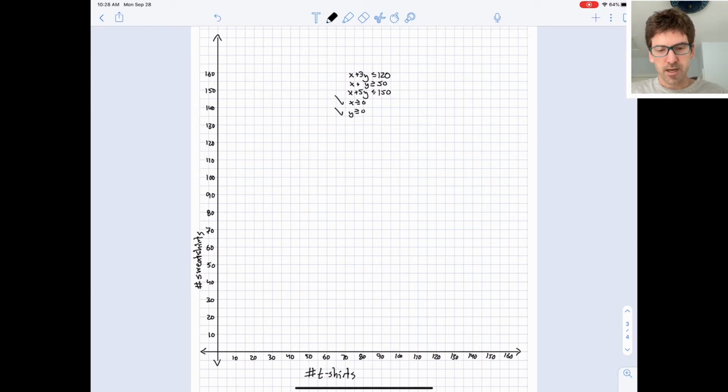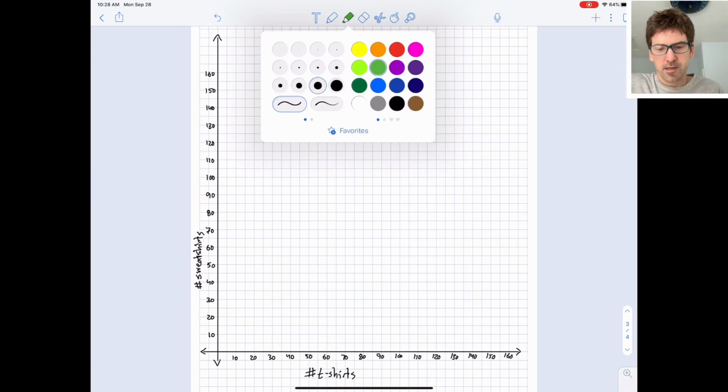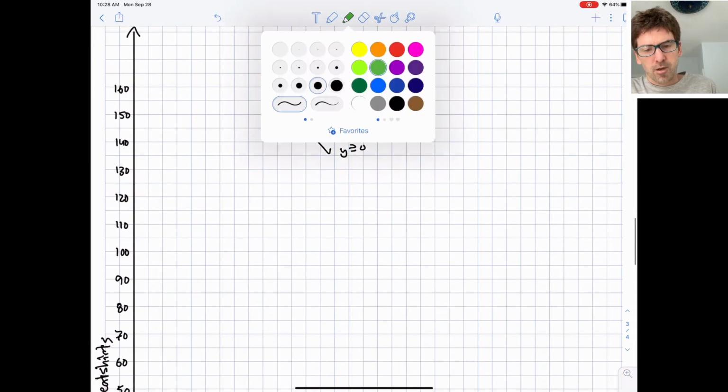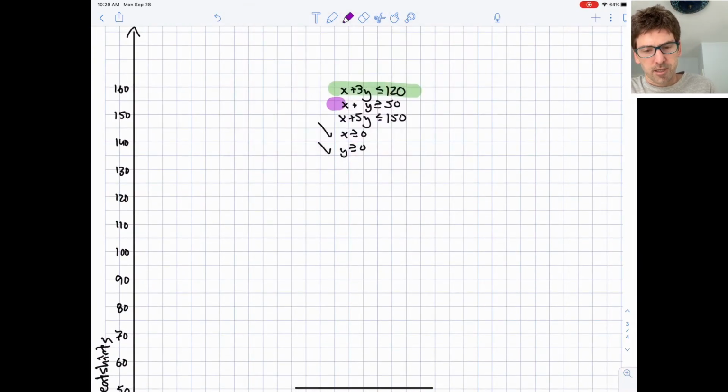X plus 3y is less than or equal to 120. I want to do some color coordinating here. We will have a green, we will have a purple, and we will have a blue constraint. Okay, so first let's work with our green one, and I will just plot the boundary line first. So x plus 3y is equal to 120.